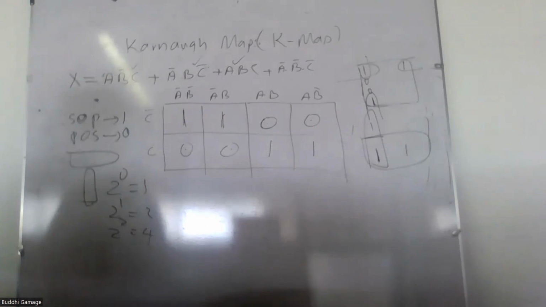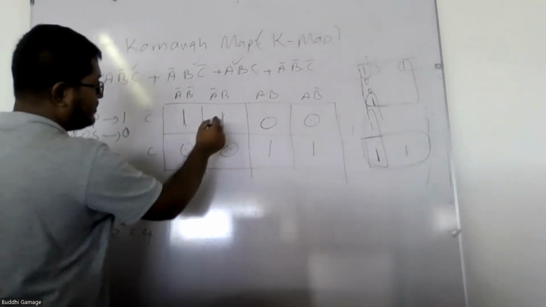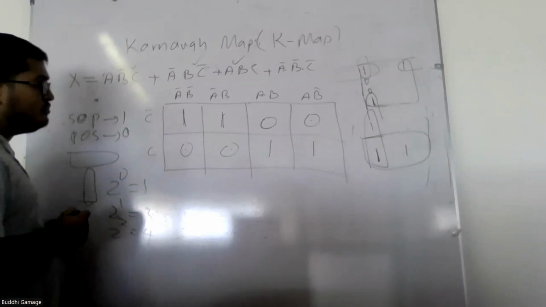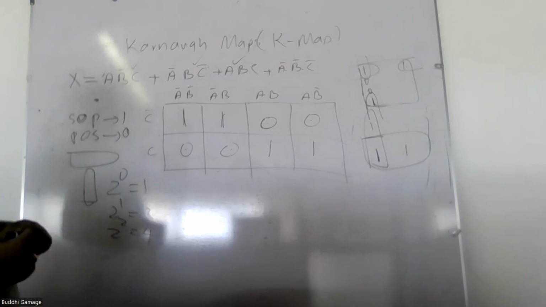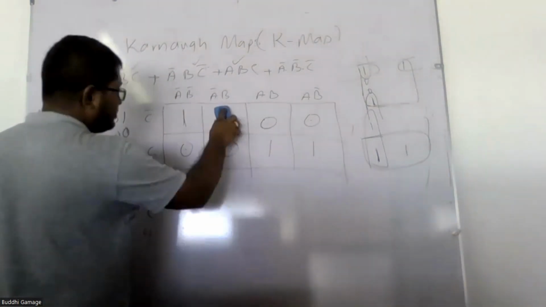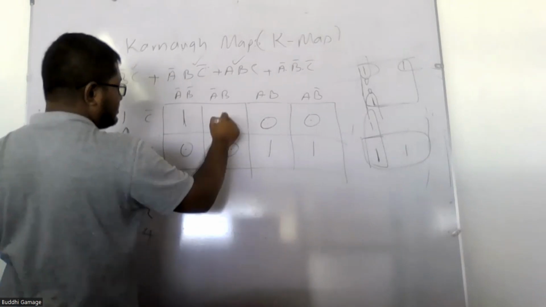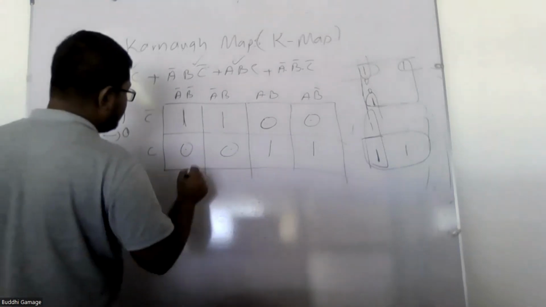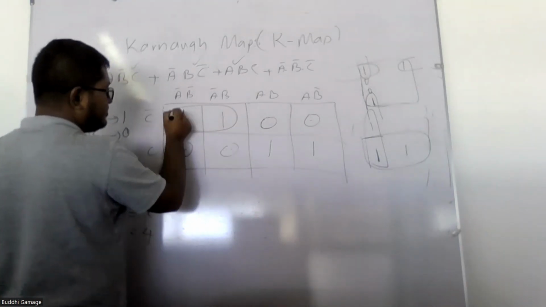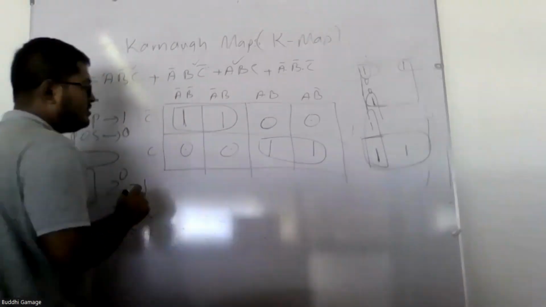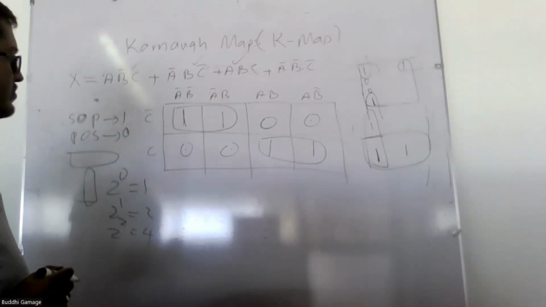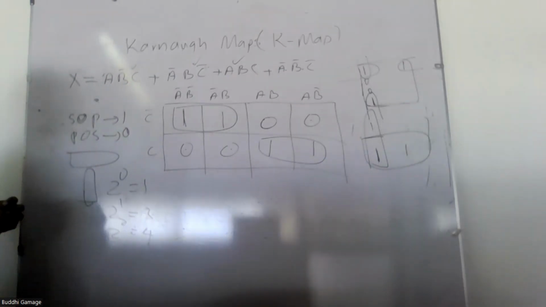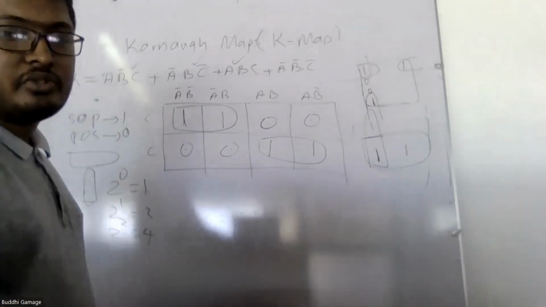And if you are using sum of product, you need to capture all the ones, and the number of groups should be minimum. Otherwise, you are not going to get the correct answer. So in this particular example, you can find two groups. These are these ones and these ones. Right? So this is how you can do the grouping.